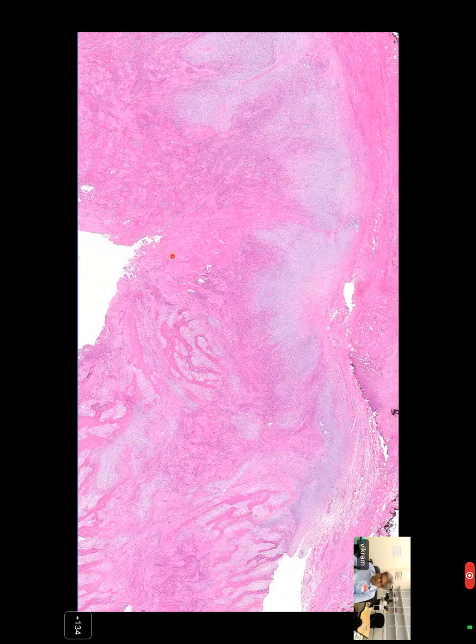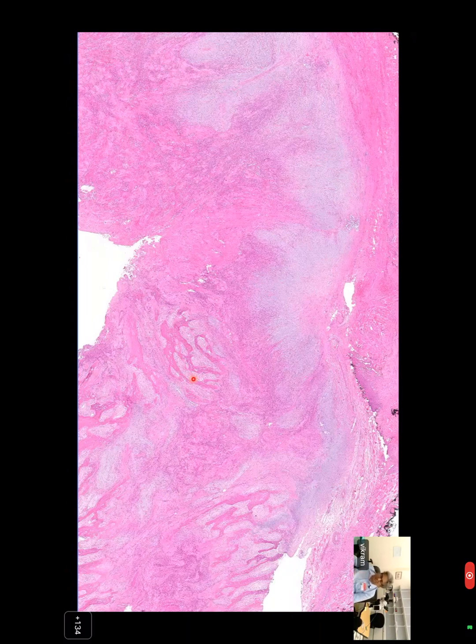But if I would tell you that this is the center of the lesion and here's the periphery of the lesion, that zonation becomes very obvious. So that zonation is very helpful. And finally, when you see a prominent osteoblastic rimming, you shouldn't really be making a diagnosis of an osteosarcoma.